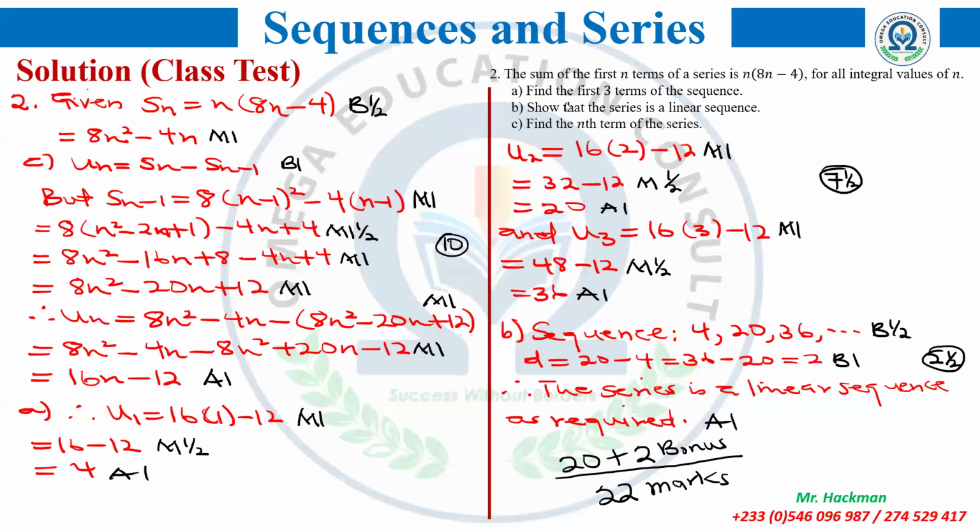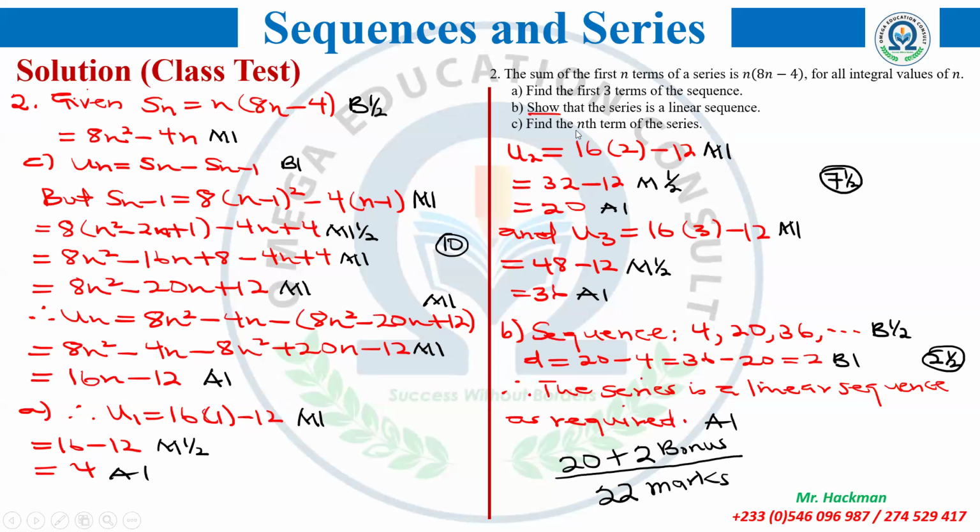So here, the question asks us to find the first 3 terms of the sequence. Then after that, show that there. So when I see "show" in any question, I have to underline it, remember, because the conclusion must take a particular wording. Find the nth term of the series. So U sub 1, U sub 2, U sub 3, the first 3 terms.